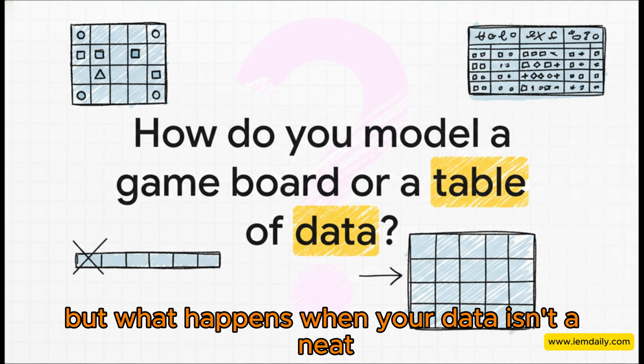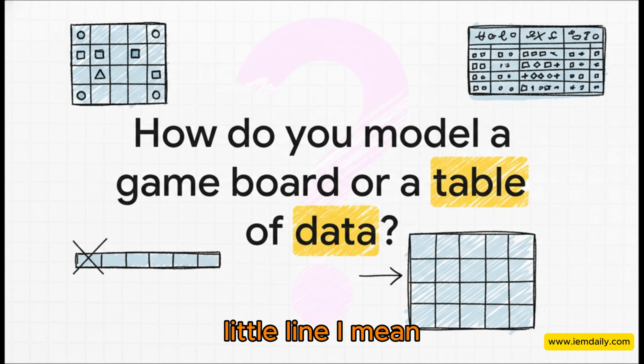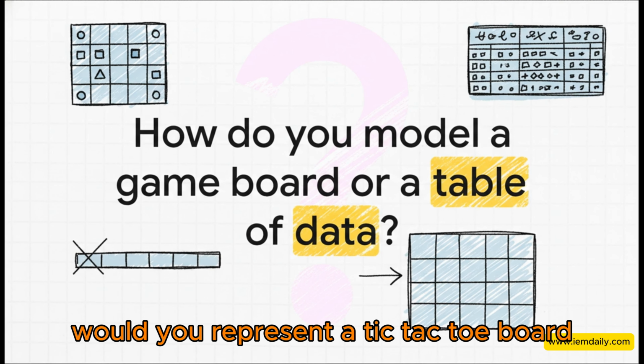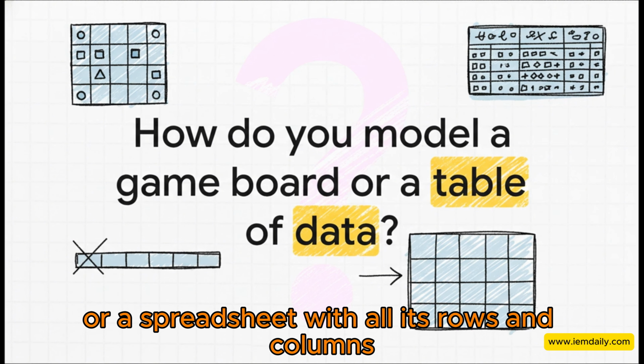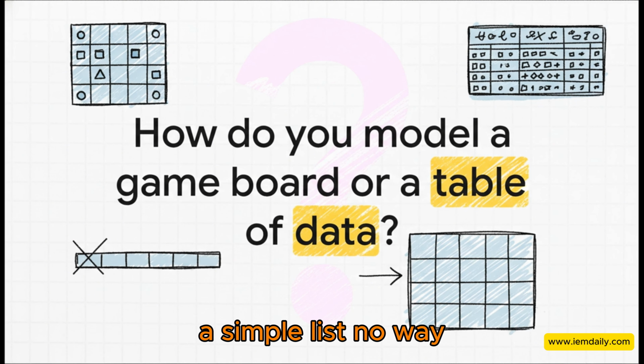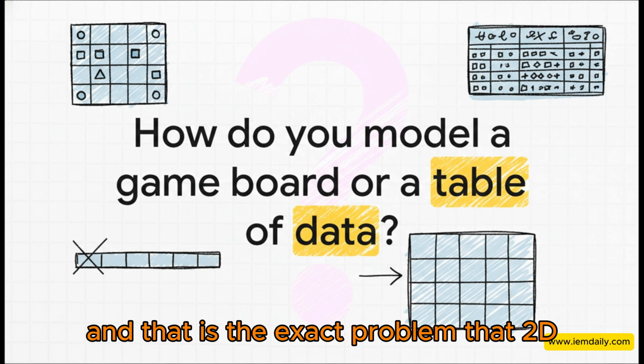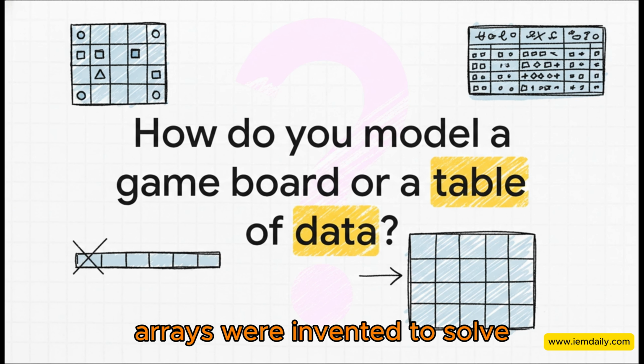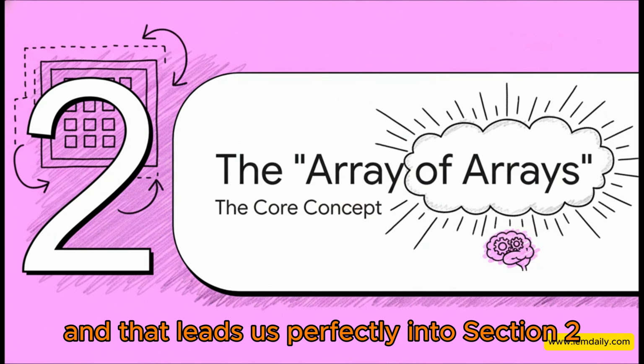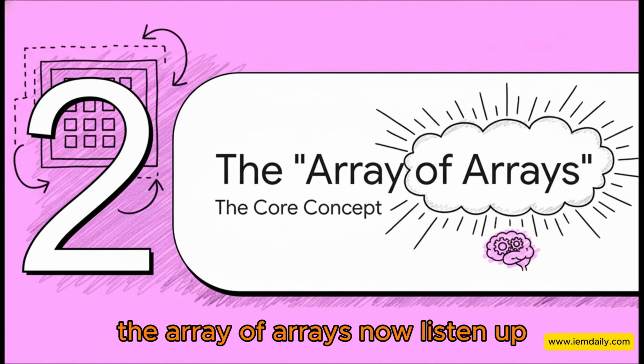But what happens when your data isn't a neat little line? I mean, how in the world would you represent a tic-tac-toe board? Or a spreadsheet with all its rows and columns? A simple list? No way. It just doesn't work. And that is the exact problem that 2D arrays were invented to solve. And that leads us perfectly into section 2, the array of arrays.